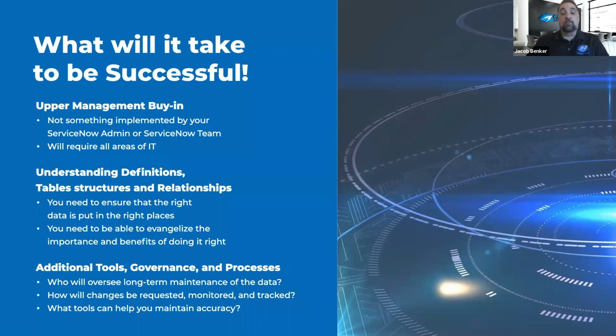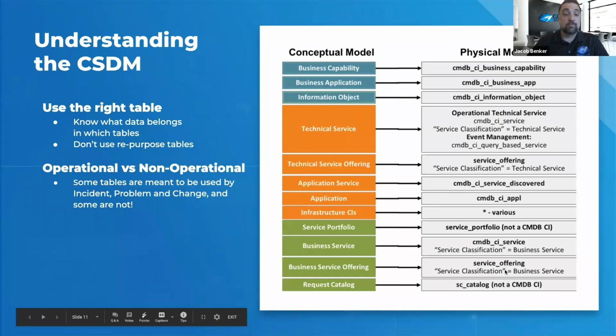And then the other thing you're really going to want to look at are tools, governance, and processes. It's really not enough just to get the data into the system. You have to manage the data. You have to keep it accurate. So you really want to make sure you have the right tools, good governance, and good processes in place to keep that data accurate.